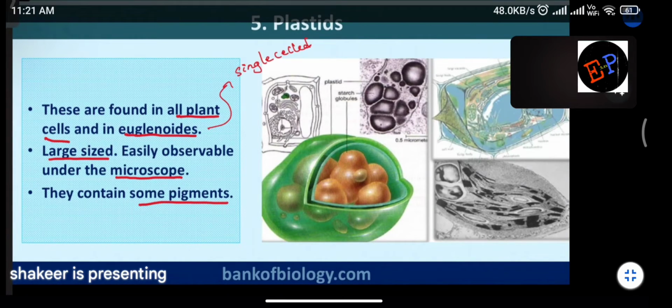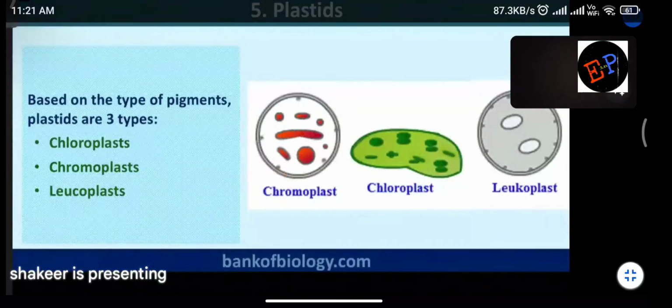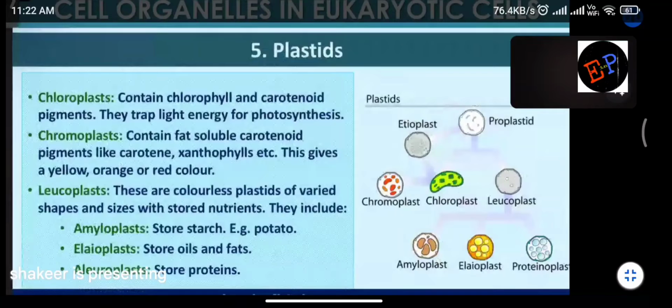So these plastids contain some pigments also. Based on the type of pigments, plastids are of three types: chloroplast, chromoplast, and leucoplast. These are the three types of plastids. Now these are the structures and shapes. This is the chloroplast, which contains chlorophyll, this is the chromoplast, and this is the leucoplast. Three types of plastids.